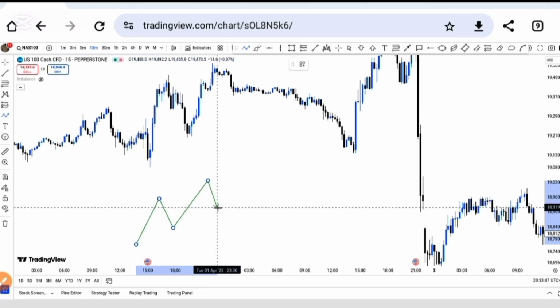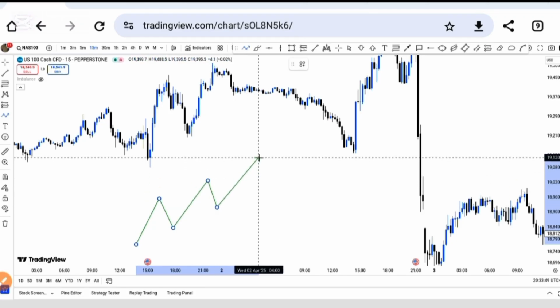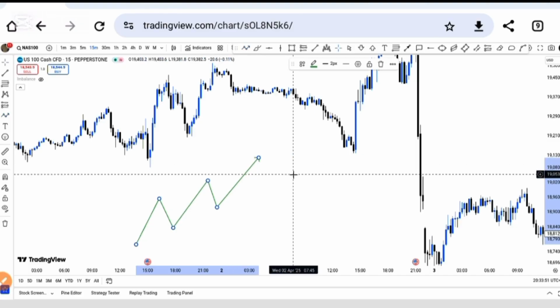This is how market structure is in uptrend. So if you don't know about market structure, check my previous video on market structure. I explain in detail what market structure is and how to identify them on every time frame. Each time frame has its own market structure, you understand? But the higher the time frame, the stronger the structure.